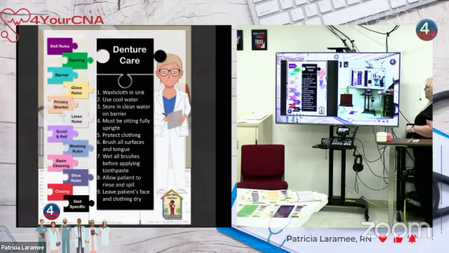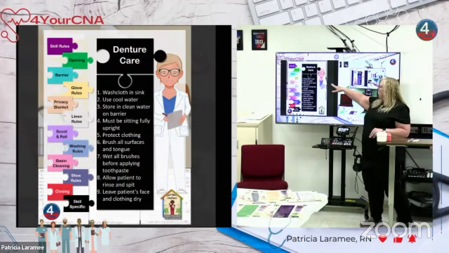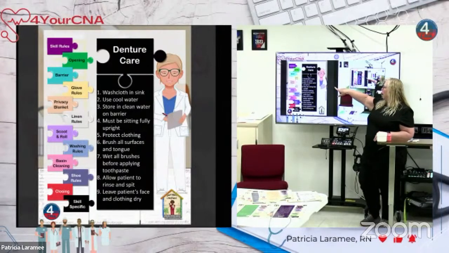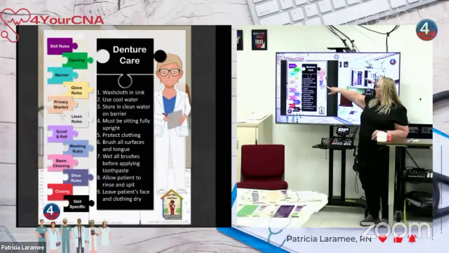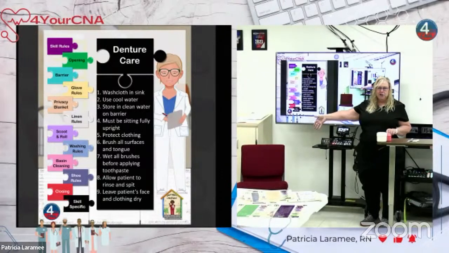So for this skill, we're going to put a washcloth in the sink. We're going to use cool water. We're going to store the denture in clean water on a barrier after we've cleaned it. The patient must be sitting fully upright for mouth care, and they are, because they're sitting in a chair.